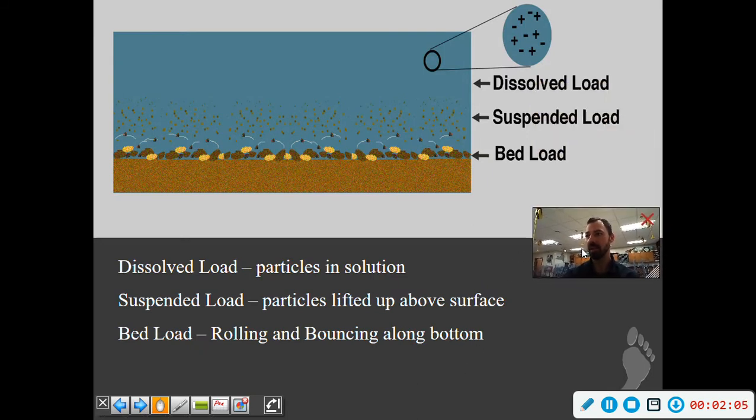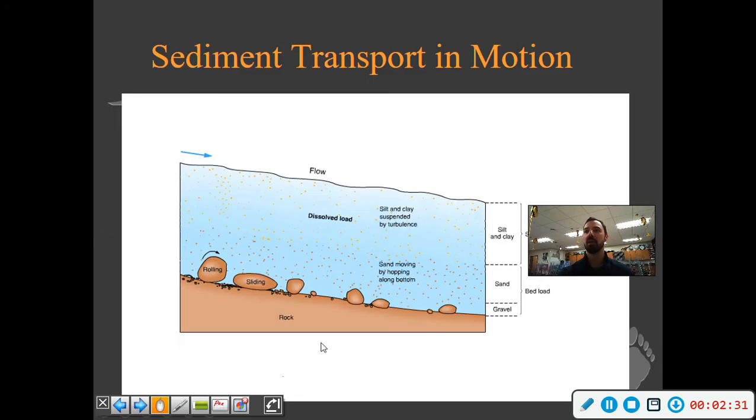So here's just a look at where these different types of sediment are. Again, the bed load are the ones rolling and bouncing on the bottom. Suspended load are the ones that are held up above the surface, the silt and clay. And then dissolved are the ones you can't see in the water, which are actually ions, which are charged particles floating in the river. Okay, this used to be an animated thing. Unfortunately, Flash has expired, so we can't see that anymore. But again, this is just another artist rendition of the same thing.